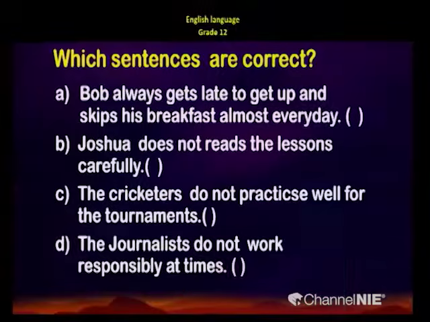sentences. The journalists do not work responsibly at times. Is it correct, Miss Meena? Yes, I feel that it's correct. Yes, the subject is plural and the negative verb is also in plural form. So, that sentence is also correct.